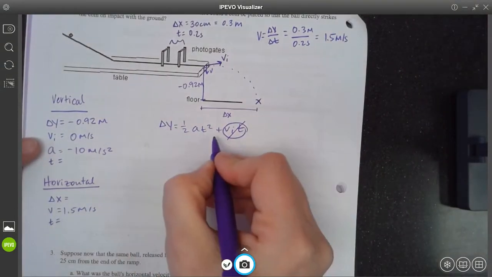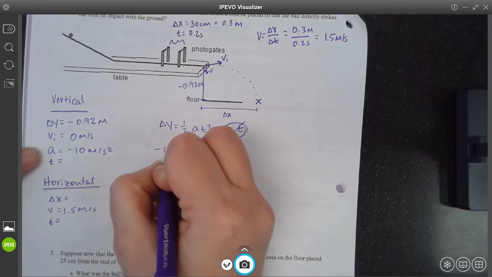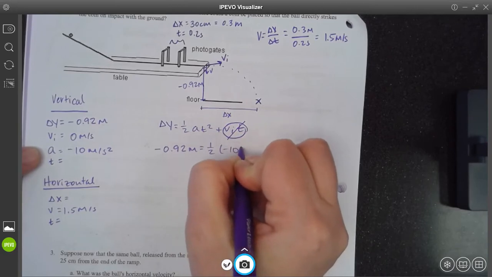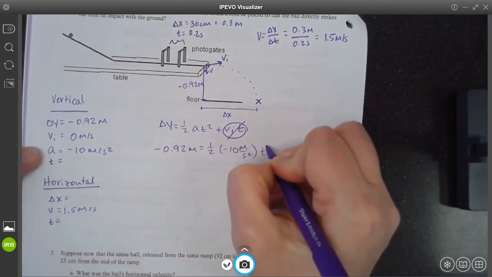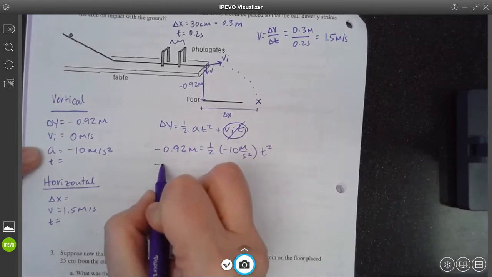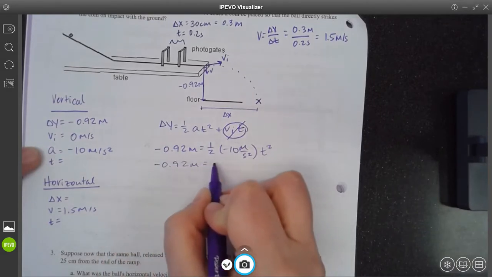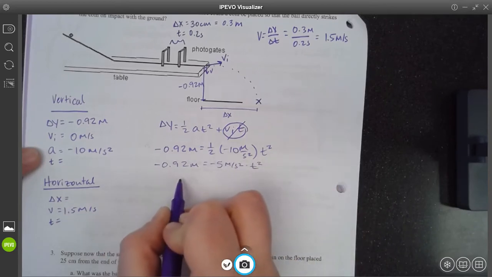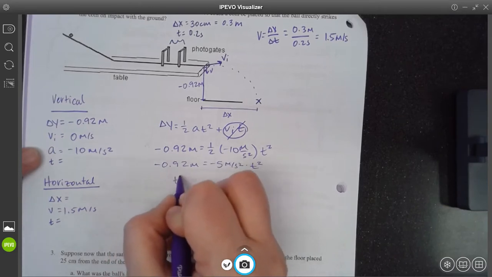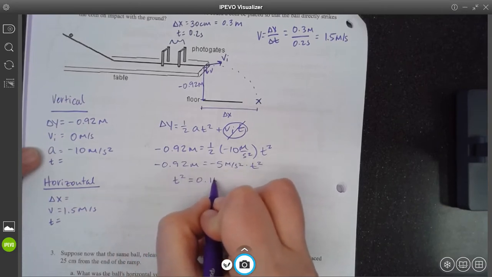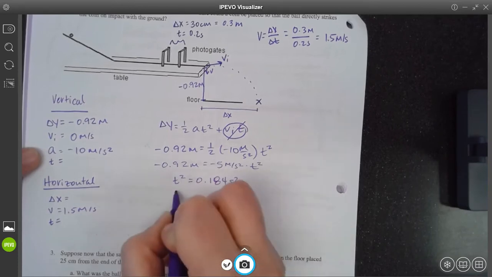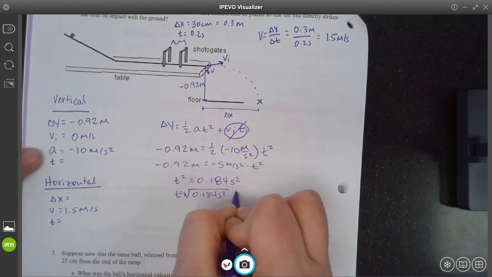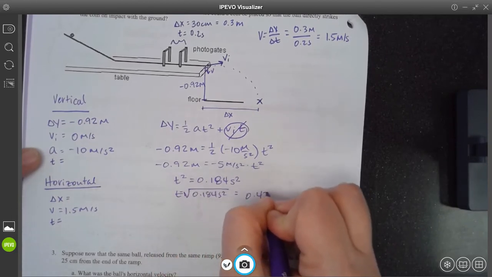Yay! So to solve for time, our displacement is going to be minus 0.92 meters. We set that equal to 1/2 times minus 10 meters per second squared times time squared. Let's simplify this a little bit. Minus 0.92 meters equals minus 5 meters per second squared times time squared. And then if we divide both sides by 5, we find that time squared is equal to 0.184 seconds squared. Time, of course, is the square root of that. And we find that time is 0.43 seconds.